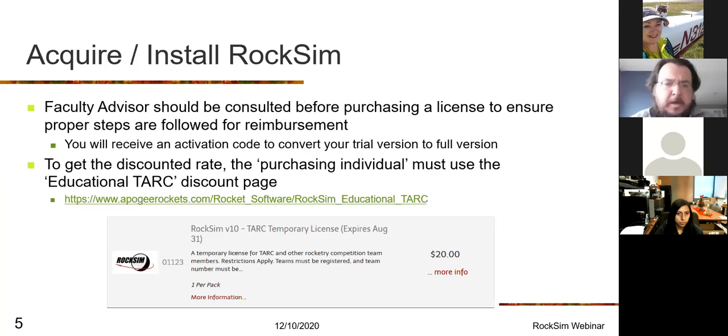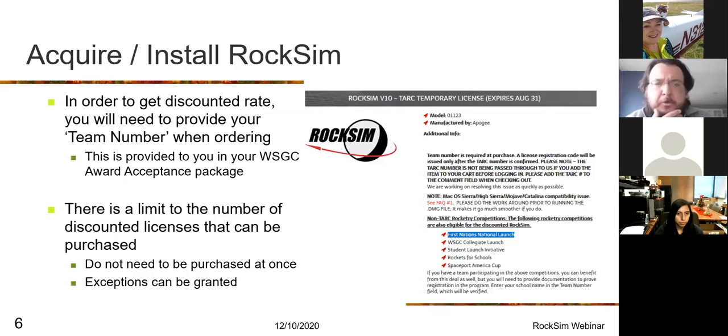If you find you're doing a lot more rocketry or you get into it, you might want to buy a personal license on your own. These are to be installed on personal computers. We assume, because you're all working virtually, it's going to be installed on your personal laptop. You can get it for Mac as well, not just PC.